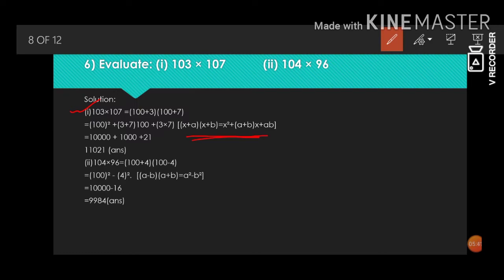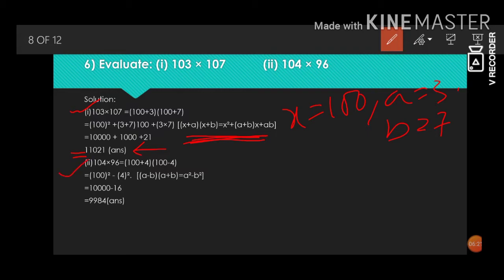We get x square plus (a plus b) into x plus ab. So here x is 100, a is equal to 3 and b is equal to 7. We substitute the values in the given identity and find our answer. So we get 100 square plus (3 plus 7) into 100 plus 3 into 7. So 10,000 plus 1,000 plus 21 will give us equals to 1101. This is our answer for the first subpart.